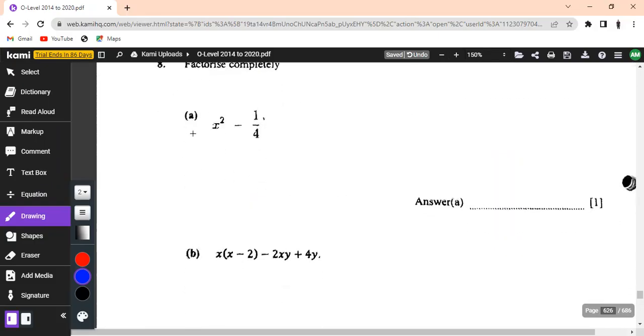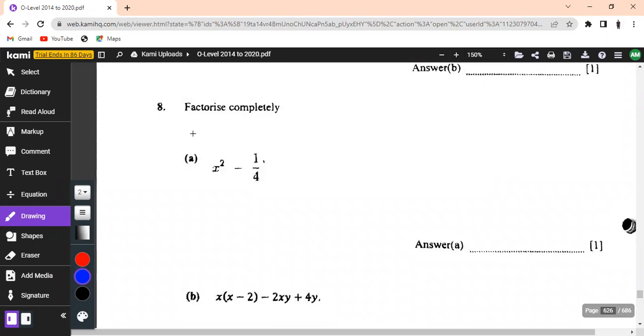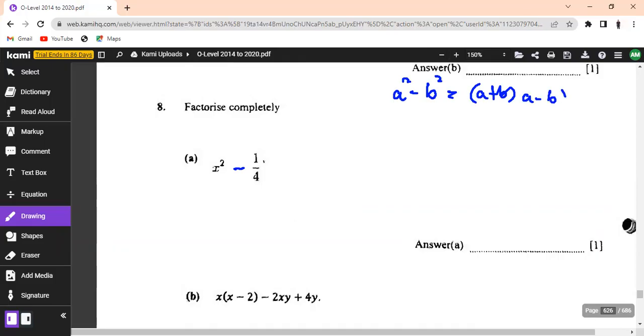Okay, 8a: factorize completely x squared minus 1 over 4. As we can see, this is from our difference of two squares, because we can write this 1 over 4 as a square. Remember, a squared minus b squared is supposed to give us (a plus b)(a minus b). That's your difference of two squares, as long as these numbers are being squared.